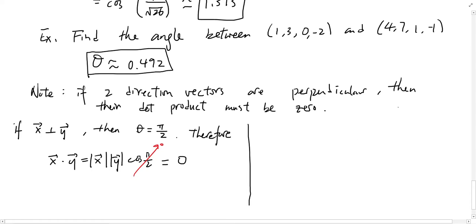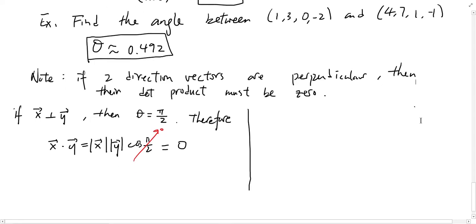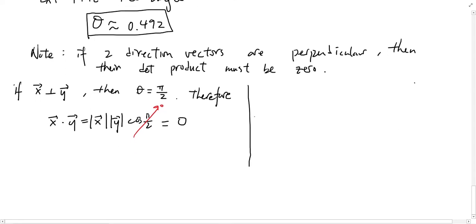Now, let's do the reverse proof, meaning, what if the dot product is 0? Does that automatically tell me that they are perpendicular? Well, let's see.